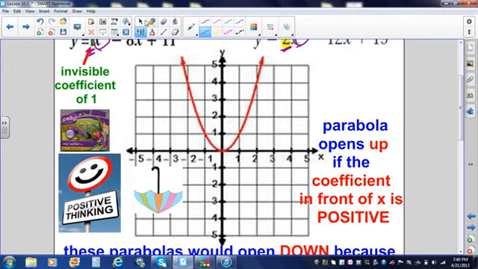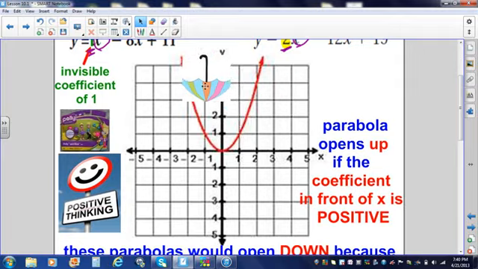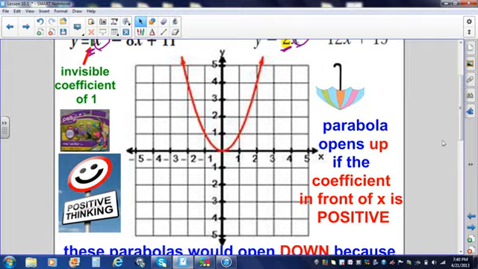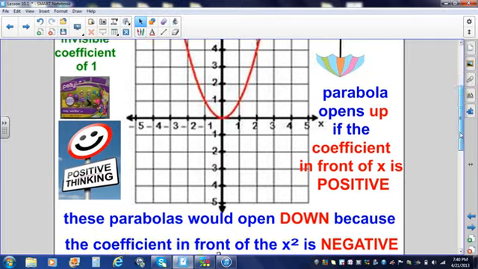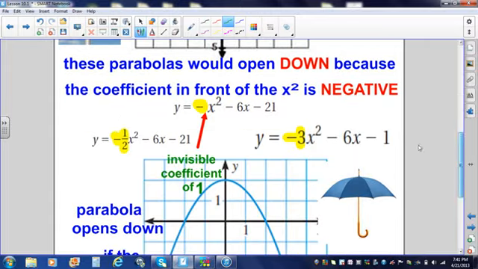Because this person is positive, and they carry an umbrella around, but they always carry their umbrella around upside down because the positive person says, it's never going to rain. I'm just going to carry my umbrella upside down. Parabola opens up if the coefficient in front of x squared is positive.